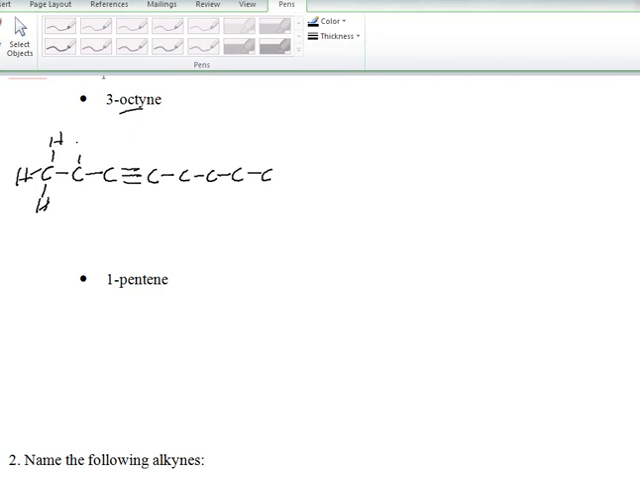When we get to the alkyne, we need to consider how many bonds the carbon has already. This carbon has 3 bonds and 1. It doesn't need a hydrogen. Neither does this one, so we move on to the 5th carbon.